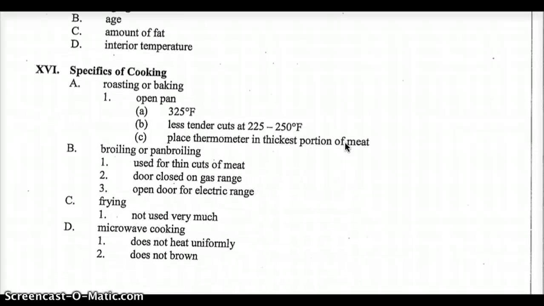Roasting or baking, open pan 325 degrees Fahrenheit. Low standard cuts at 225 to 250 degrees Fahrenheit. Place the thermometer in the thickest portion of meat. Boiling, your pan boiling. Basically know that.